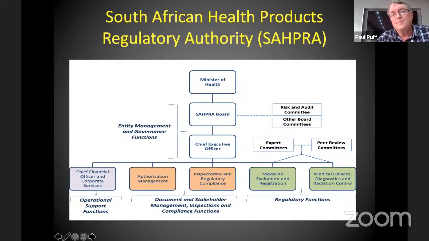Now, the actual board has subcommittees such as risk and audit and other committee boards, but most of the actual work of SAHPRA is done by the in-house people, including the financial management, inspectorate and regulation, medicine evaluation and registration, and devices, diagnostics and radiation control. And Portia Nkambule now has become the CRO, the Chief Regulatory Officer, who deals with a lot of these. And then we have a number of expert committees that deal with the specific functions. And the one that's obviously most important here is the Clinical Trial Committee that deals with clinical trials. Next slide, please.